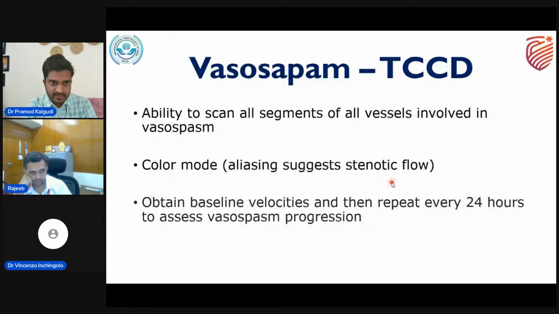Apart from that, vasospasm is one of the most important things to be aware of, and it is very detrimental to the patients. We can diagnose vasospasm with TCCD much better than with any other modality at the bedside, because TCCD has the ability to scan each of the segments, if they are visible, to diagnose any particular segment which is vasospastic. The color mode would probably hint you with an aliasing effect that there might be some vasospasm at that point, and it is easy to keep repeating it often to see the progression or regression of vasospasm.